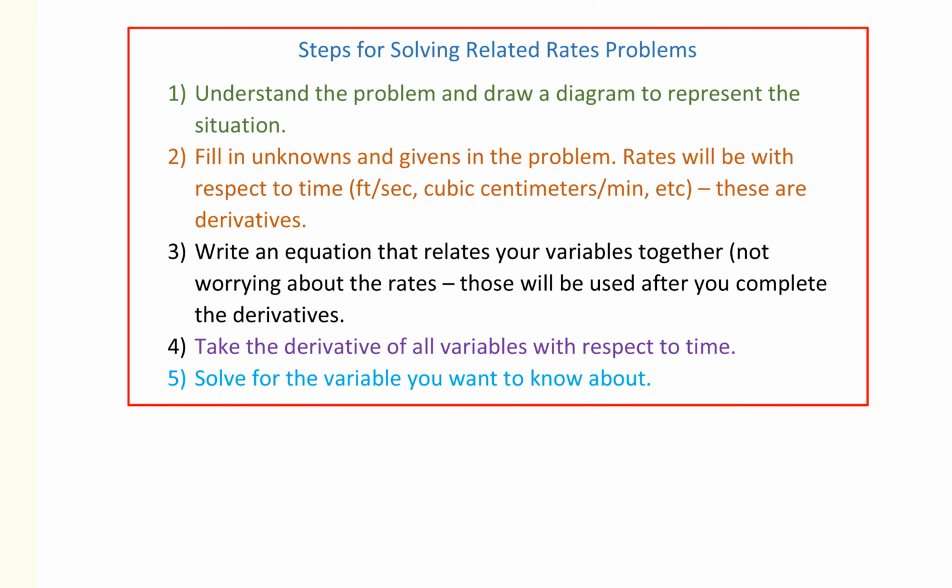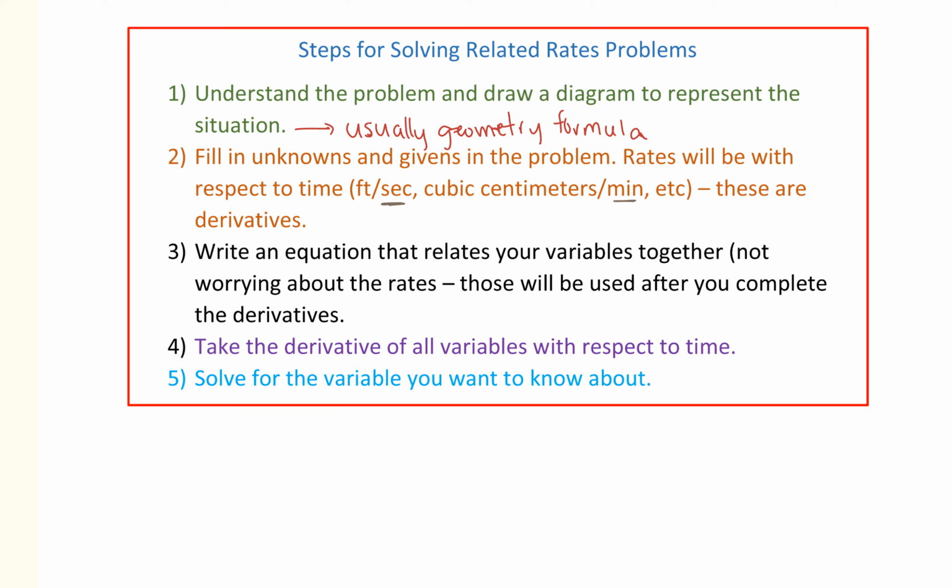Okay, so the way that you need to work on solving a related rates problem is you need to understand the problem and draw a diagram to represent the situation. Usually these diagrams are going to involve some sort of geometry formula. Often it's going to be the Pythagorean theorem, or a volume formula, or a surface area formula, but you need to make a picture so you can see what formula you're going to be using. You're going to fill in the unknowns and givens in the problem. Rates will be with respect to time, so they'll always have a time unit involved.